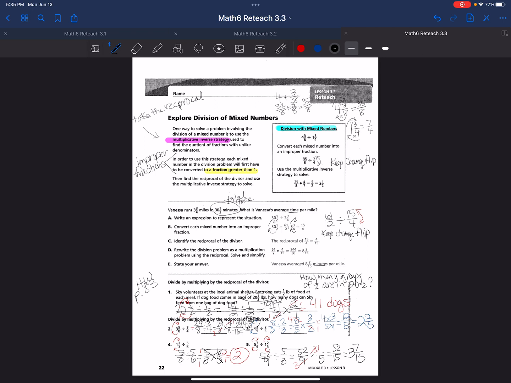All right, that's it for our lesson today. This was Module 3, Lesson 3.